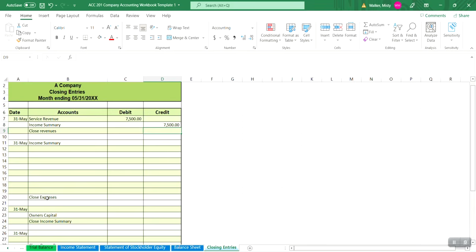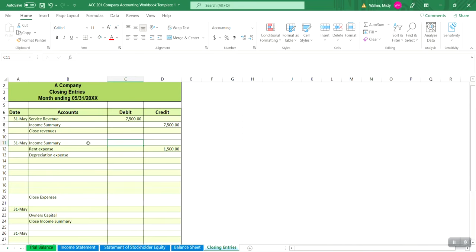Then we're going to close expenses, and we know that all of our expense accounts have a debit balance. If we're going to reset those debit balances in the expense accounts to zero, then each expense account is going to require a credit. So once again, I've got to itemize my expense accounts over here and then credit each by its current balance to reset it to zero. And then I'm going to take the total of my expenses here and debit income summary for the total of the expenses, because my debits and credits have to be equal, right?